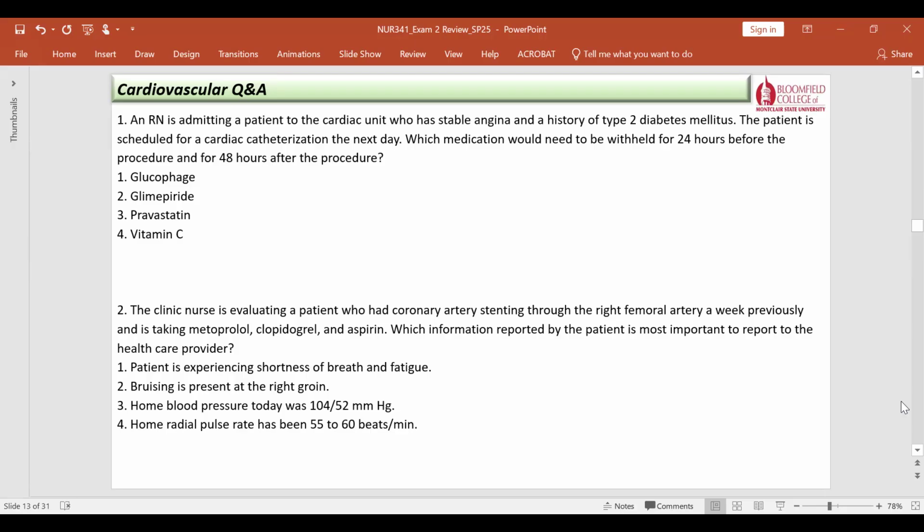So for this specific question, when you analyze all four of them, you will find that number one is most important. But sometimes you get the answer right, and the rationale has nothing to do with the actual rationale. For this one, shortness of breath and fatigue may indicate anemia from GI bleeding.